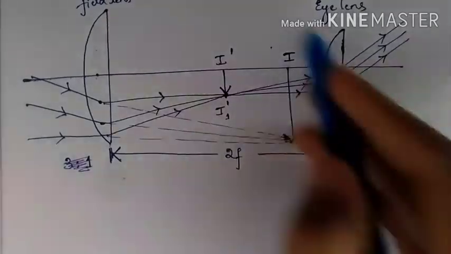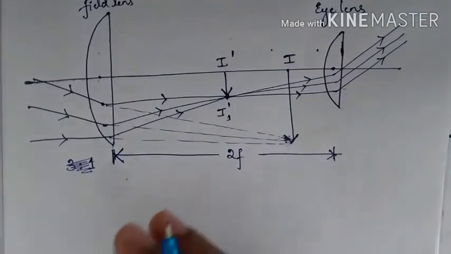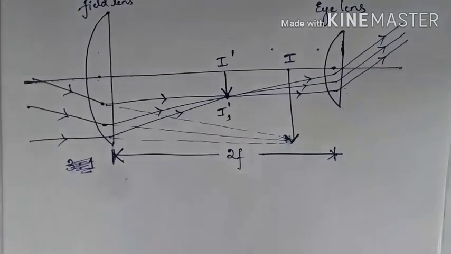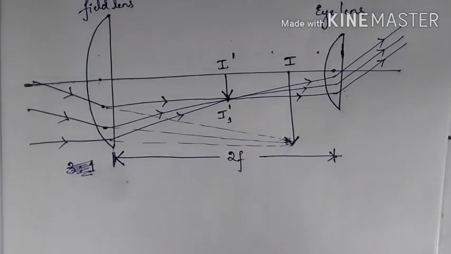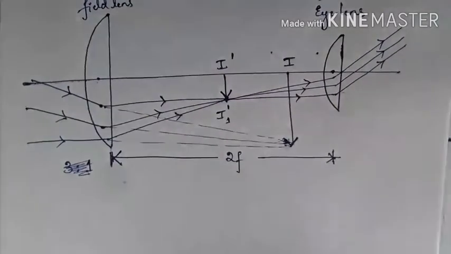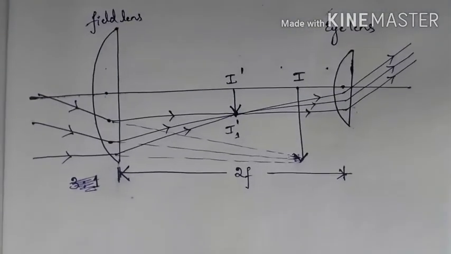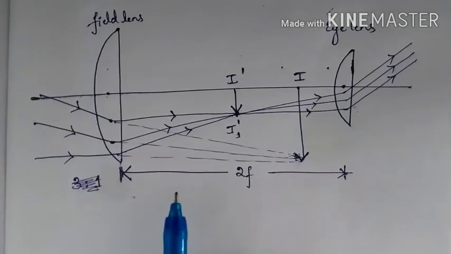This eyepiece which we are learning here can completely eliminate the chromatic aberration as well as the spherical aberration, and this also satisfies the condition for the chromatic and spherical aberration. So now let us see what are the conditions for the spherical aberration and the chromatic aberration. So these things we already learned in our previous class.